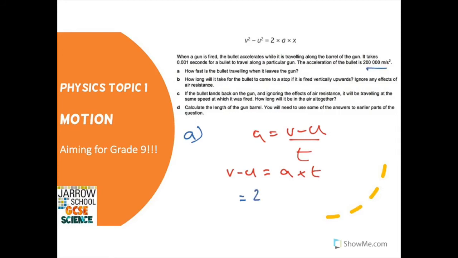So acceleration is 200,000 meters per second squared, and we're going to times that by the time that it was travelling down the barrel of the gun, so that is 0.001 seconds. If we times them together, we should get the value 200 meters per second.